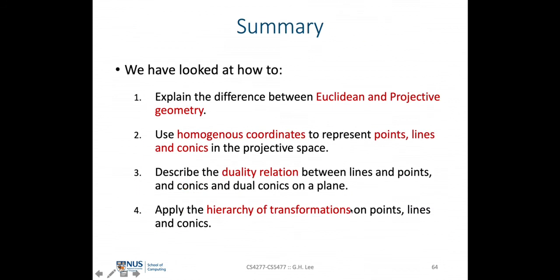So in summary, we have looked at how to explain the difference between Euclidean and projective geometry, and we have used homogeneous coordinates to represent points, lines, and conics in the projective space. Then we looked at how to describe the duality relation between lines and points, and conics and dual conics, and we also looked at how to apply the hierarchy of transformations on points, lines, and conics, as well as the properties of 1D projective geometry.